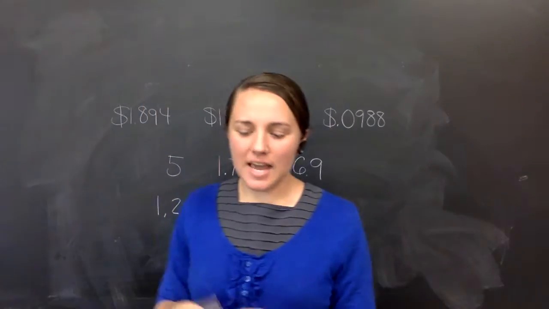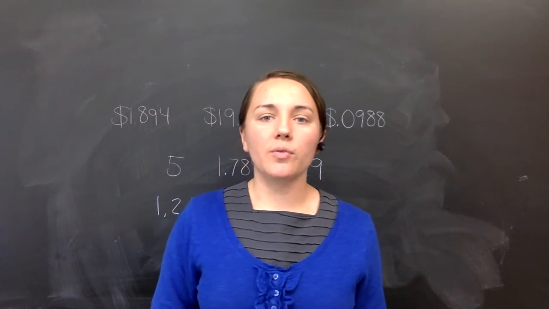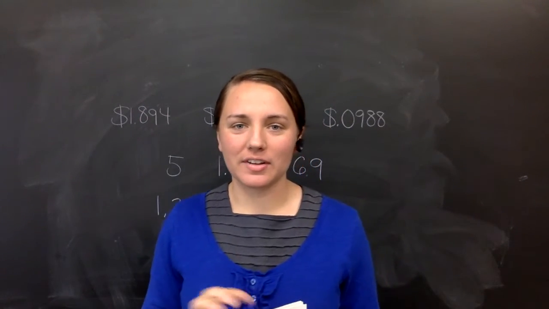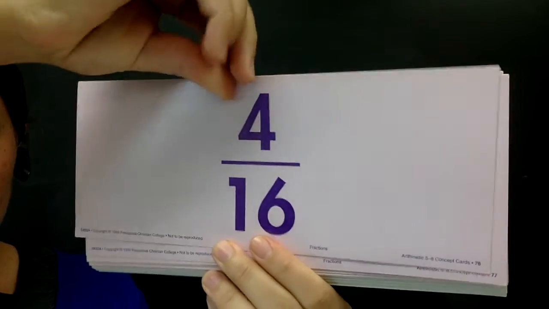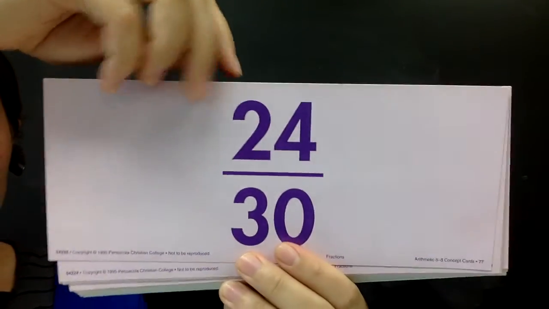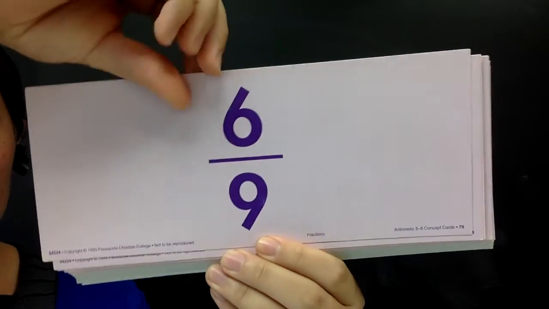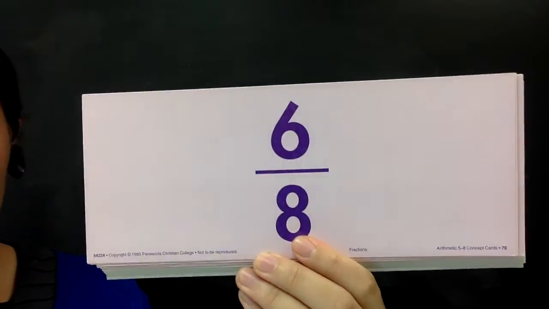Now I have some cards, and I would like you to reduce them to the lowest terms. And then we're going to go over our fractions and the decimals that go with them that we learned in the last couple days. So first of all, reduce 4/16 to the lowest terms. 1/4. Reduce 24/30. 4/5. Reduce 6/9. 2/3.